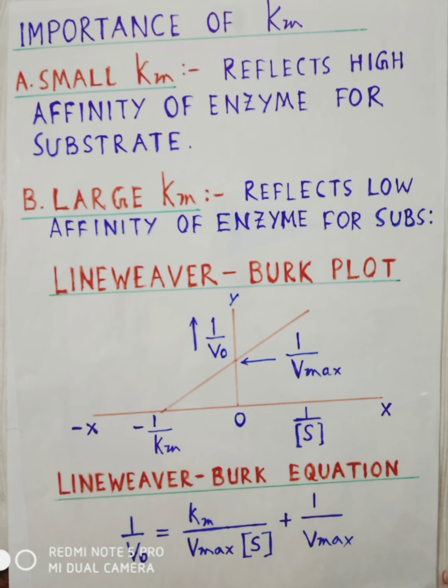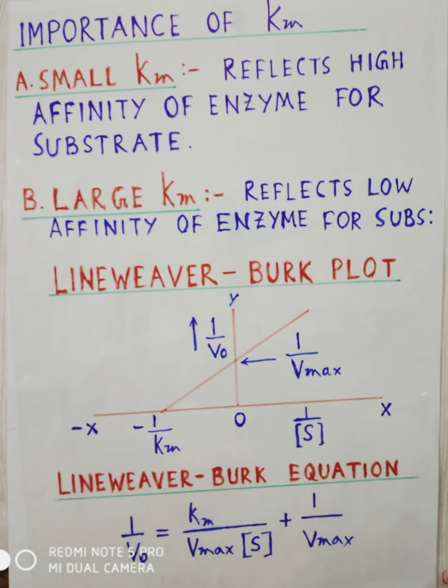Second, Km is a measure of the strength of the ES complex, the enzyme-substrate complex, or we can say it is a measure of the affinity of the enzyme for its substrate. A small Km reflects high affinity of the enzyme for the substrate.